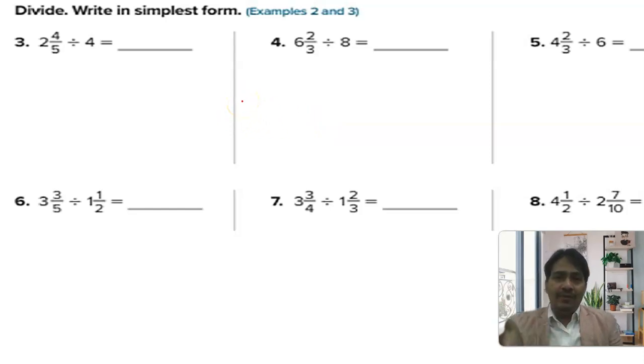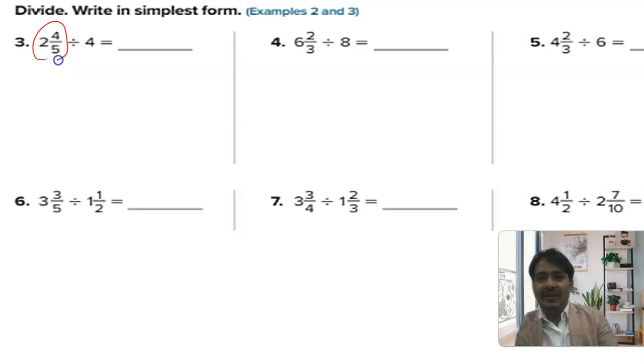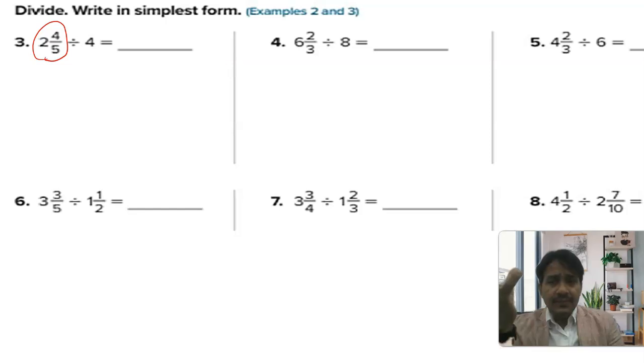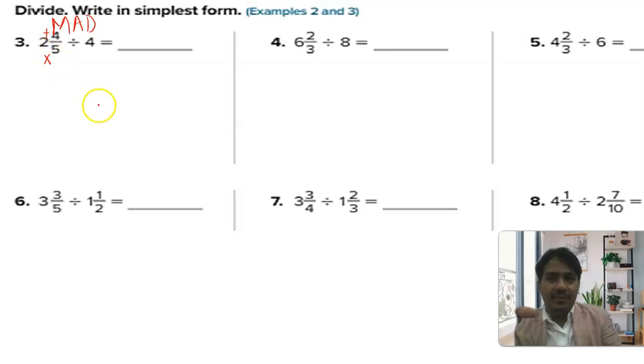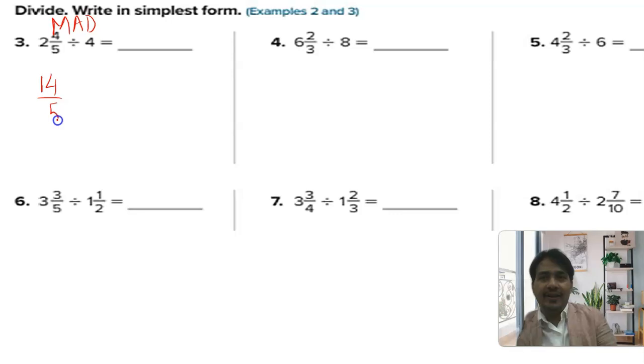These are all fractional division, just that they have given you a mixed fraction. To convert a mixed fraction to an improper fraction, we need the MAD idea. You know what is the MAD idea? MAD means multiply down, add up, copy the denominator. So multiply down. So 5 times 2 is 10, 10 plus 4 is 14, 14 over 5 divided by 4.